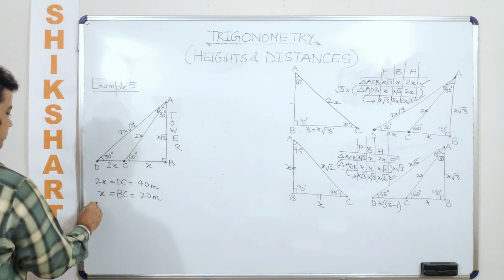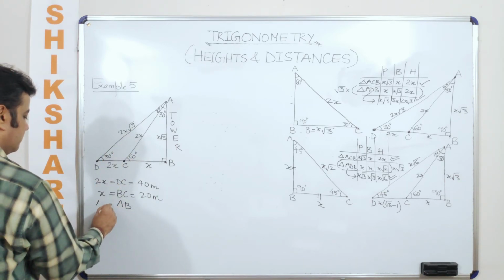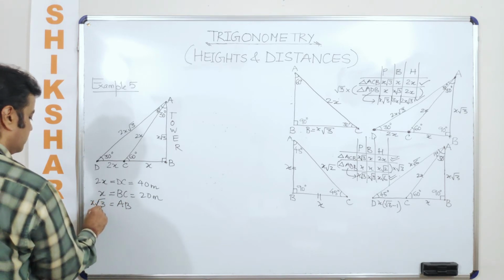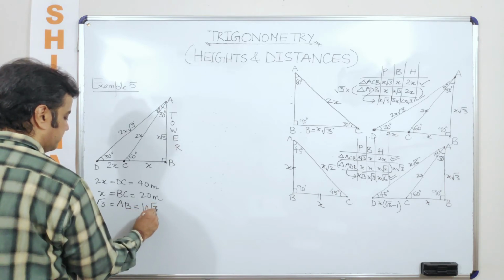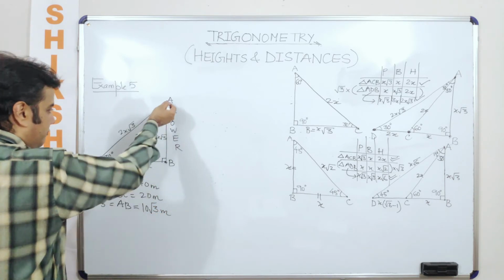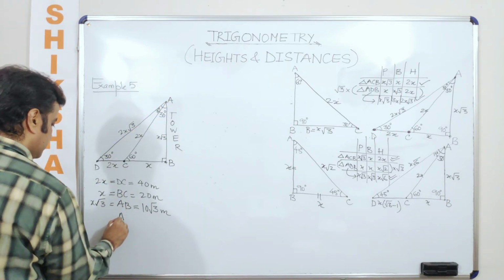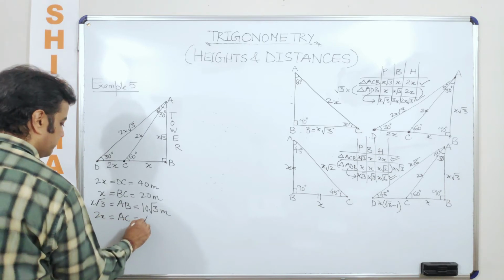Right? Can we find out the length of the tower, which is AB? Yes. Which comes out to be how much? X root 3. So this comes out to be 10 root 3 meters. Can we find out the length AC? Yes. The length AC is 2x only, which becomes 40 meters only.